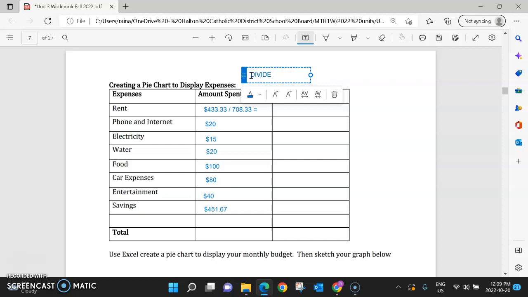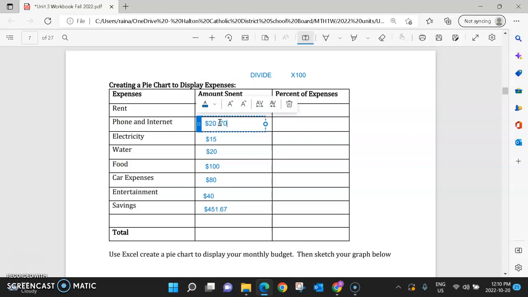And then in order to turn that into a percentage, you want to times that number by 100. So this works just like your grades do, right? It's what you got out of a total, and then you times that by 100, and that gives you the percentage that you got on a test, right? It's the same idea. So we're going to do that for each of these categories. So 433.33 divided by 708.33 times 100 should give you 61.18%. Okay? You're going to do that for each of these.